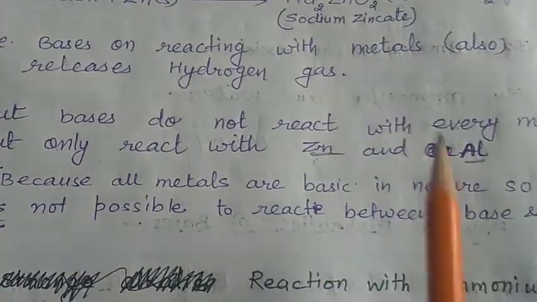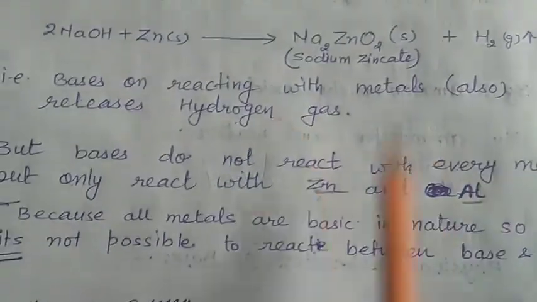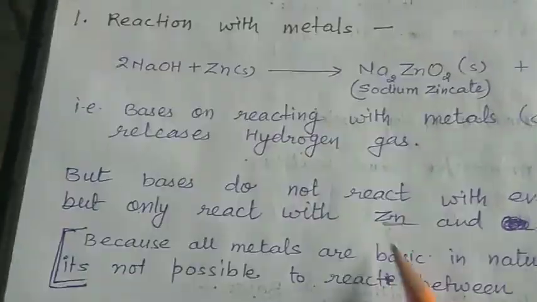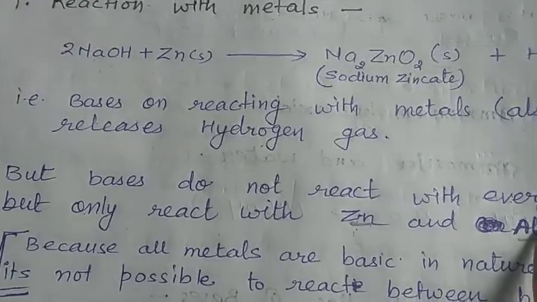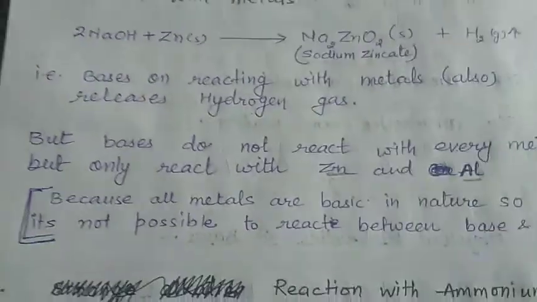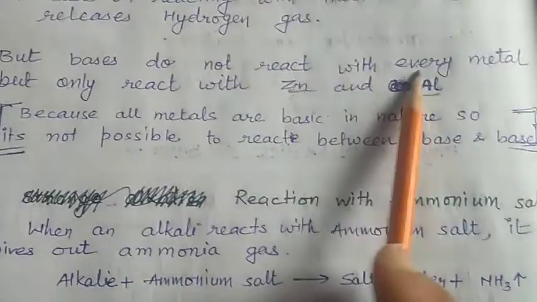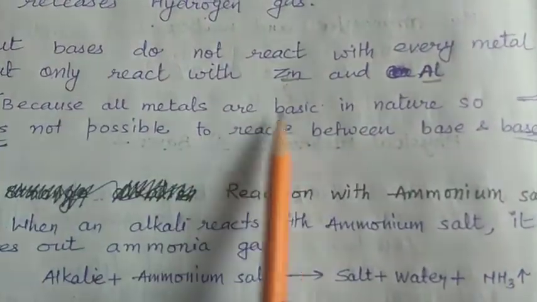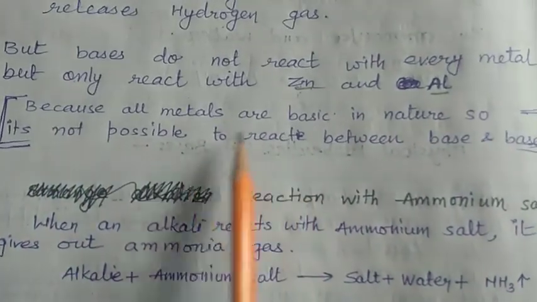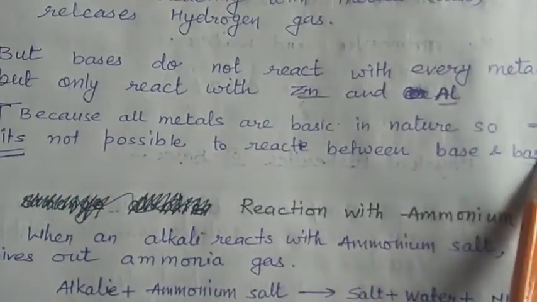Other metals other than zinc and aluminium do not react with bases. Only when bases react with zinc and aluminium metal, they will form the salt and the hydrogen gas will be released. And why do they not react with all metals? Because all metals are basic in nature. So it's not possible to react between a base and a base.